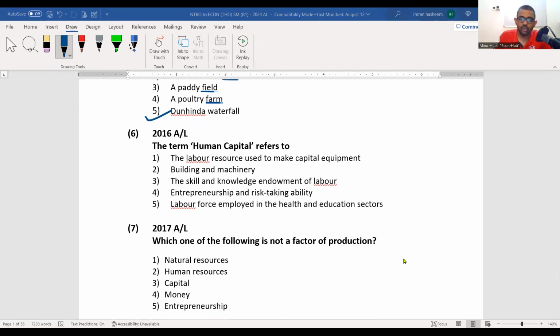2016, the term human capital. The labor resource used to make capital equipment? No. That is labor basically. Buildings and machinery, that is capital. The skill and knowledge endowment. Yep. Sounds good. Put a pin on it. Entrepreneurship and risk-taking, that is entrepreneurship. Labor force employed in the health and education sector, that's basically employed population in the health and education sector. That is not human capital. Number 3, human capital. Right, we have learned these things properly.